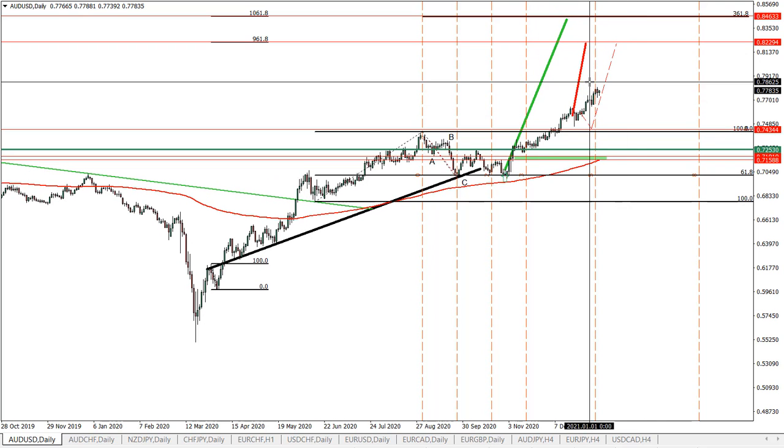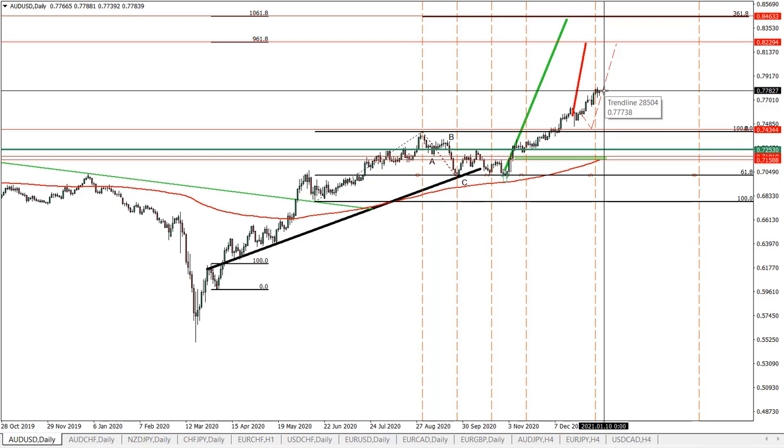Here, the Australian dollar is extremely strong. Nonetheless, I think the correction could take place.